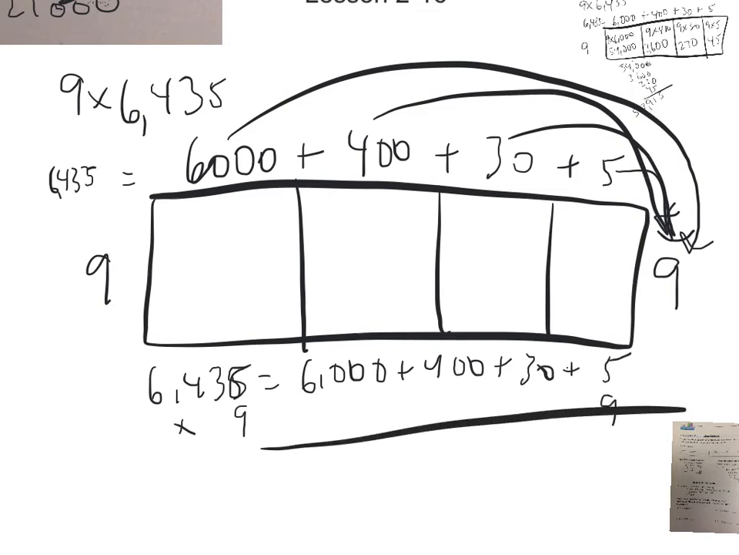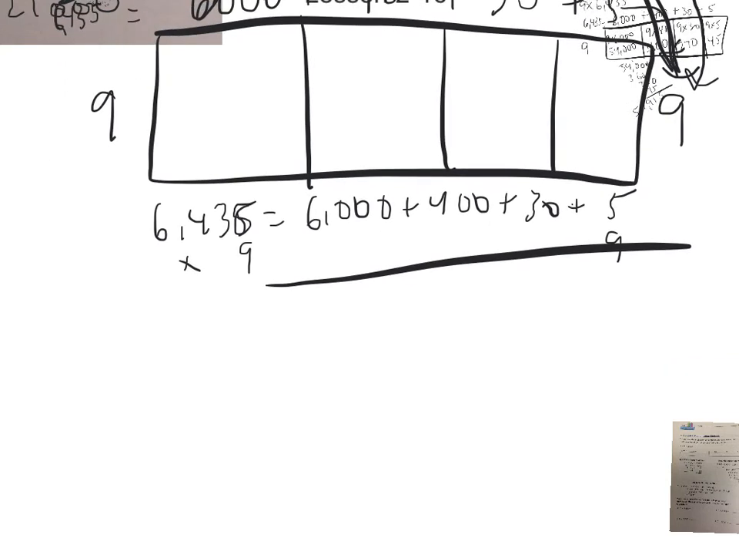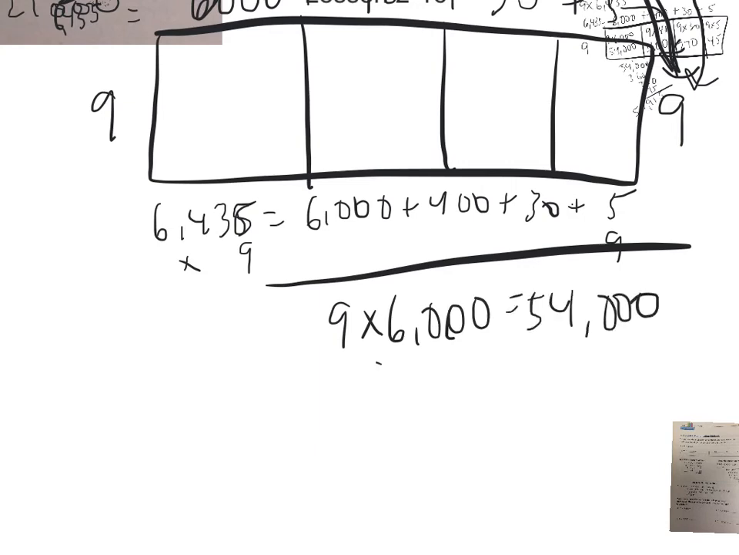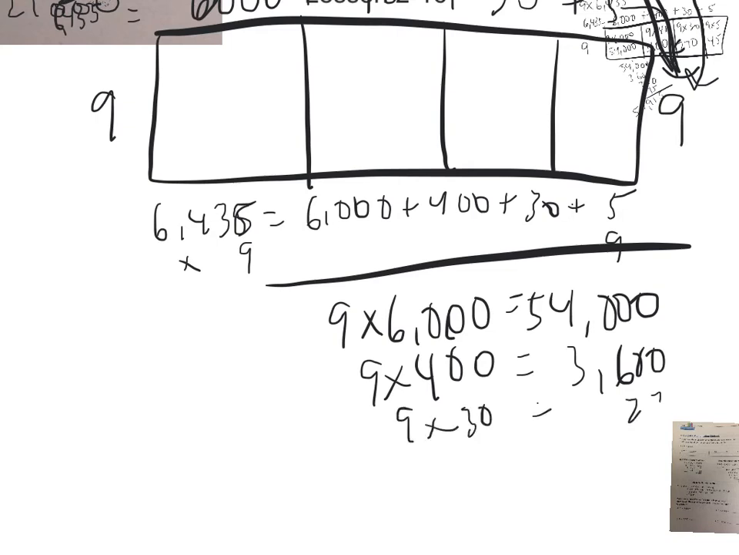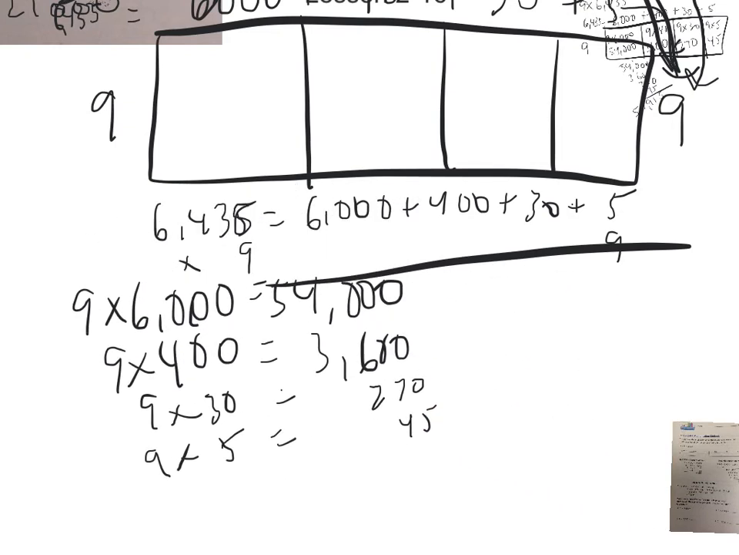If I draw my line, I'm going to have to slide this up a little bit. You're going to see 9 times 6,000 equals 54,000. Notice I'm lining them up along each other. 9 times 400 equals 3,600. 9 times 30 equals 270. And 9 times 5 equals 45. And once again, if I add them all up, I'm going to get 57,915, just like before. So those are your two options, I think.